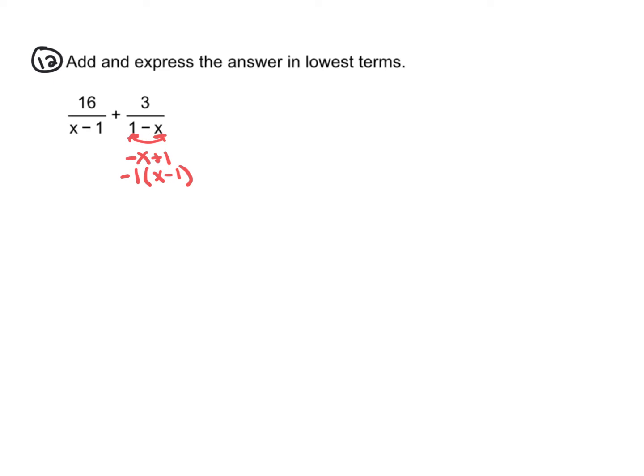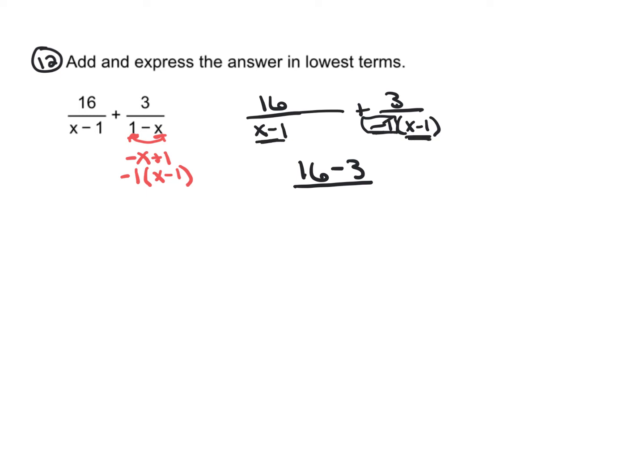Now here's where that is kind of snazzy. Remember that this now means that my top, I have a 16 over x minus 1. And then I have a negative 1 and an x minus 1 on the bottom. But if I thought of this as 3 over negative 1 times x minus 1, what is 3 divided by negative 1? That's negative 3. So I'm going to rewrite this as 16 minus 3 over x minus 1. They both have that in common. I basically just assigned that negative to the top instead of the bottom, because multiplying by negative 1 and dividing by negative 1 accomplish the same thing. So now I have 13 over x minus 1.